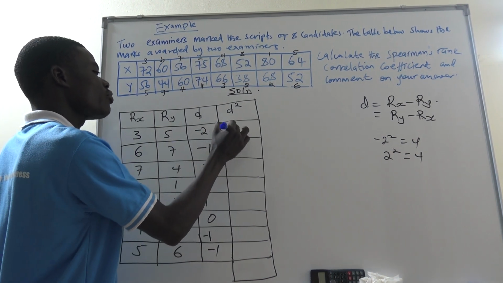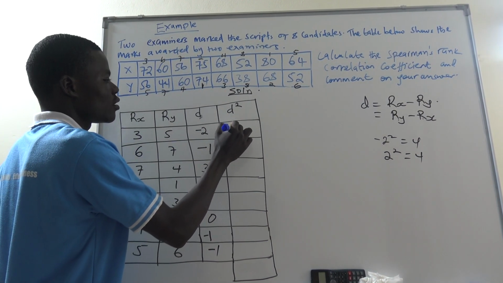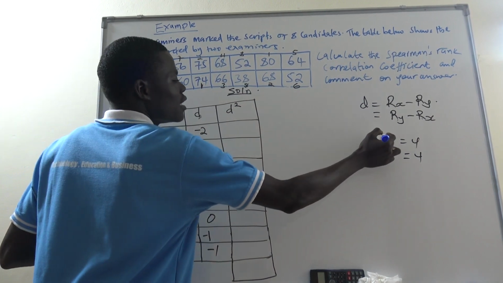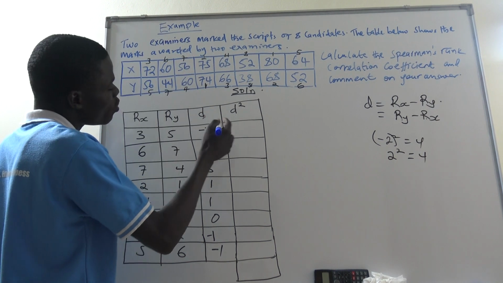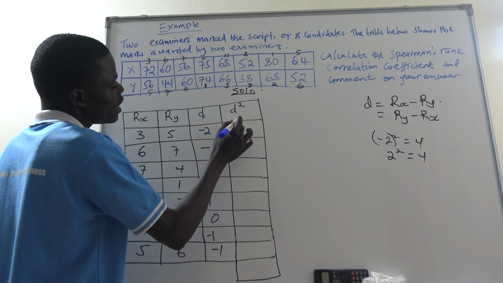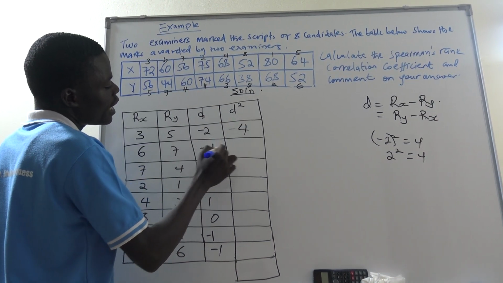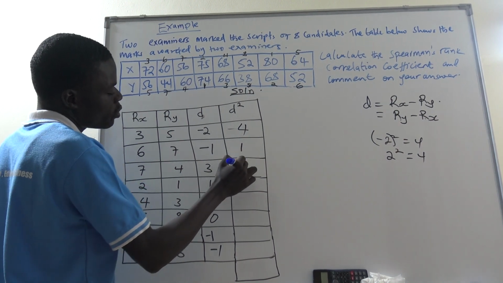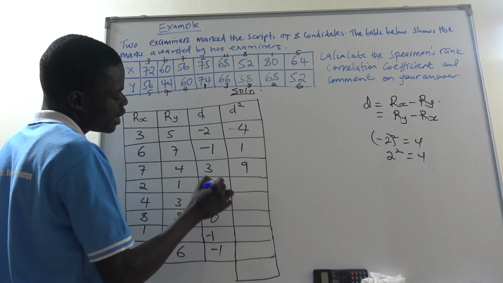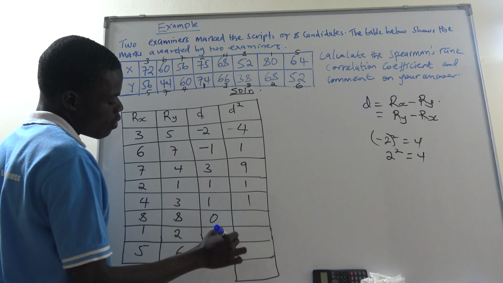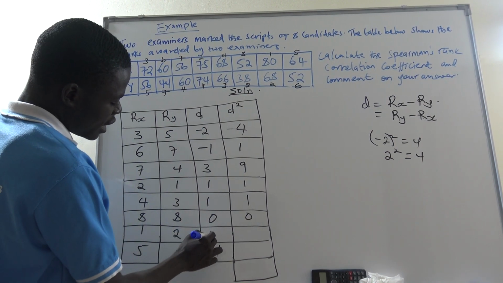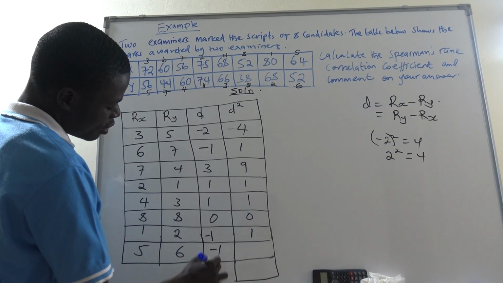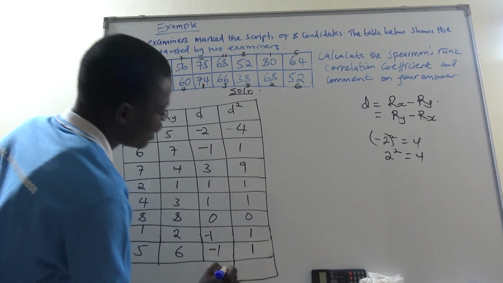So negative 2 squared, we shall get 4. Then negative 1 squared, we shall get 1. 3 squared, we shall get 9. Then 1 squared, 1. 0 squared, we shall still have 0. Negative 1 squared, still we shall get 1, and negative 1 squared we get 1.